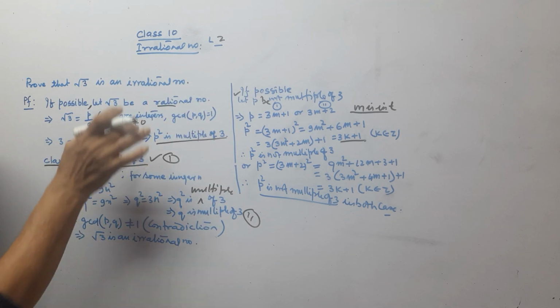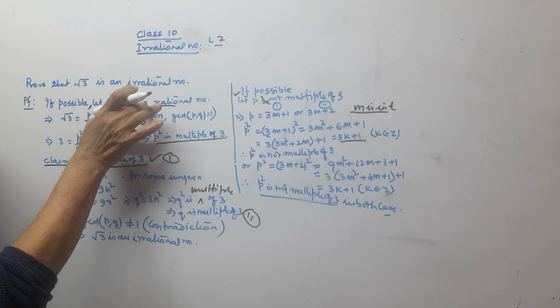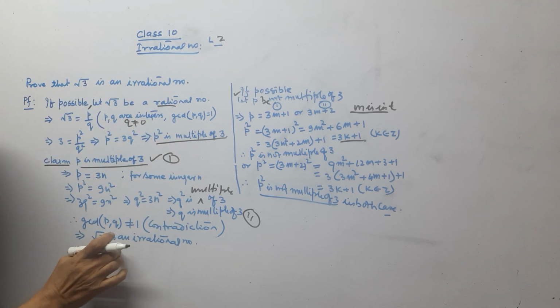So this assumption is not correct. Then what is correct? Root 3 is an irrational number.